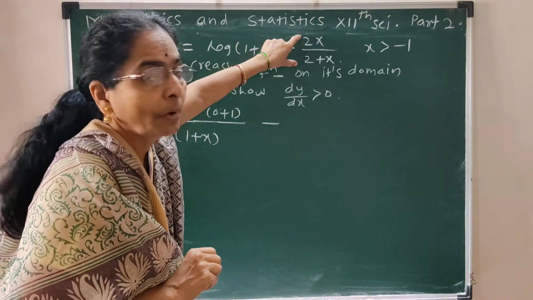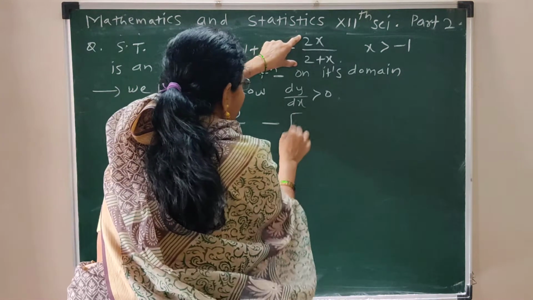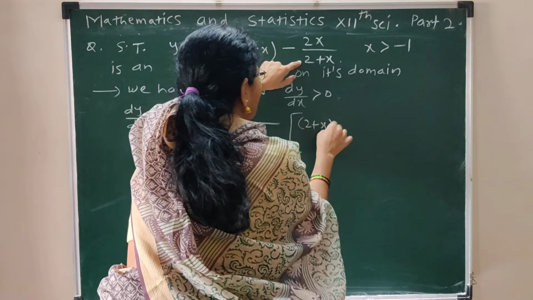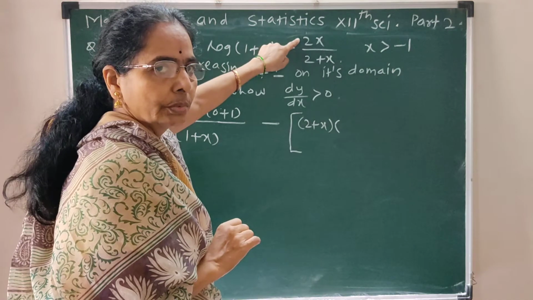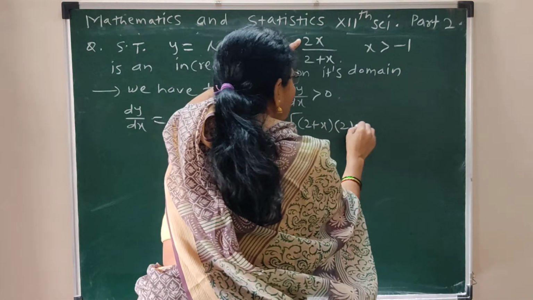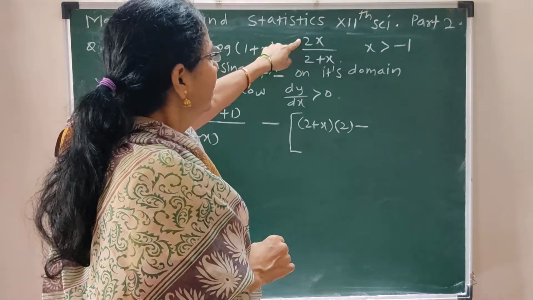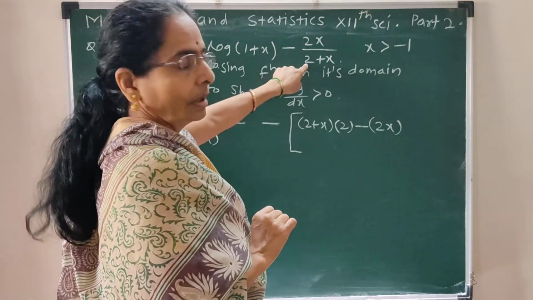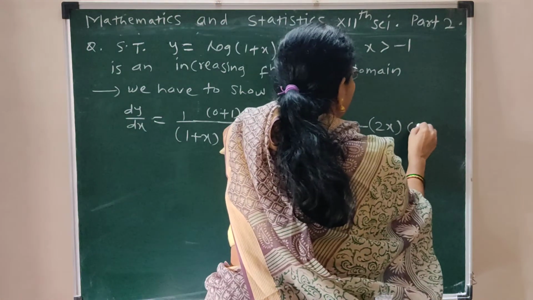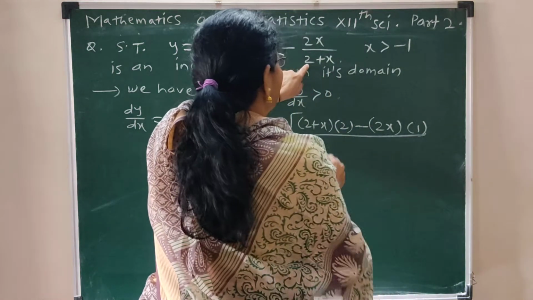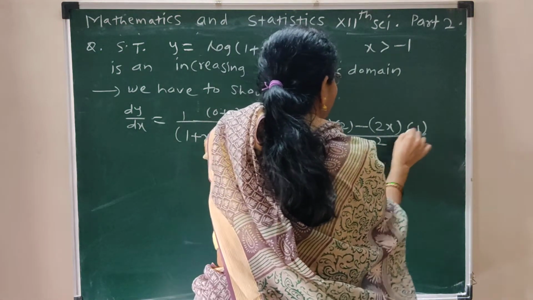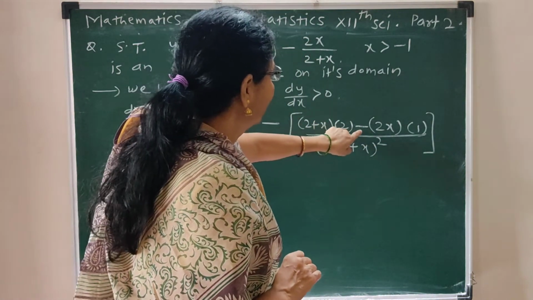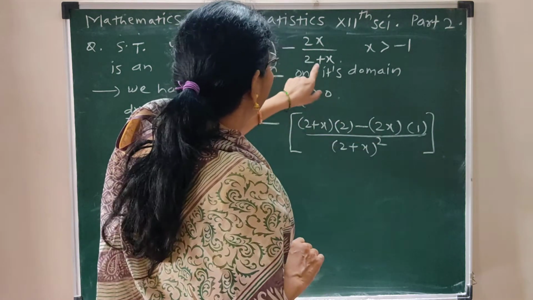This is u upon v form. So use u upon v rule: v derivative of u minus u derivative of v, upon v square. Derivative of u, 2x, is 2.